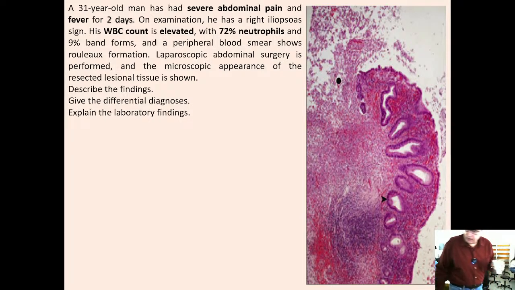So I've selected some digestive tract disease cases to discuss today with you. This is a history of 2 days of severe abdominal pain and fever. What's the first thing you think of if you have pain and fever? The first thing you think of is inflammation, all right? So where is the pain? Where is the pain located?